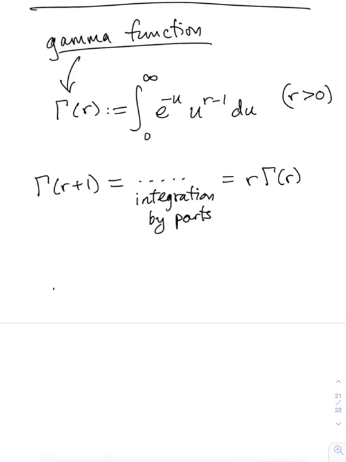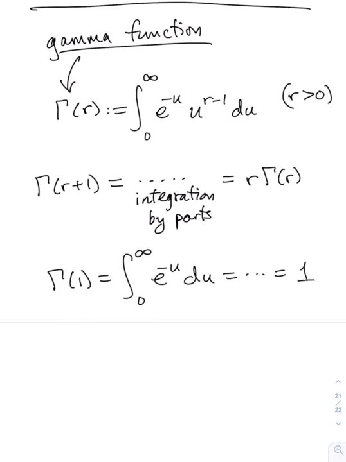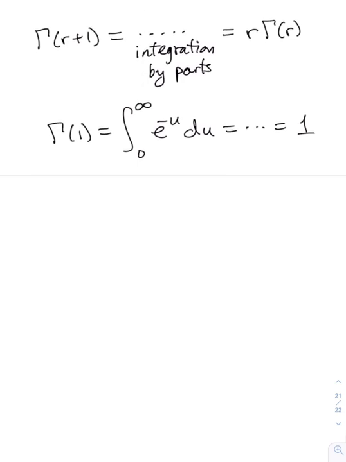Another thing that we need to use a lot is, what is gamma of 1? Well, that's when r is 1, then you have the integral from 0 to infinity, e to the negative u times u to the 0, or 1. That integral you calculate very easily, and you get 1. So gamma of 1 is 1. If I combine those two rules, then gamma of 2, well, I can write 2 as 1 plus 1. So it's 1 times gamma of 1. Gamma of 1 is 1, so gamma of 2 is 1.